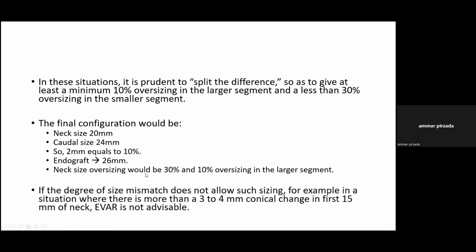If the degree of size mismatch does not allow such sizing, for example, in a situation where there's more than a 3 to 4 millimeter conical change in the first 15 millimeters of the neck, EVAR is usually not advisable.